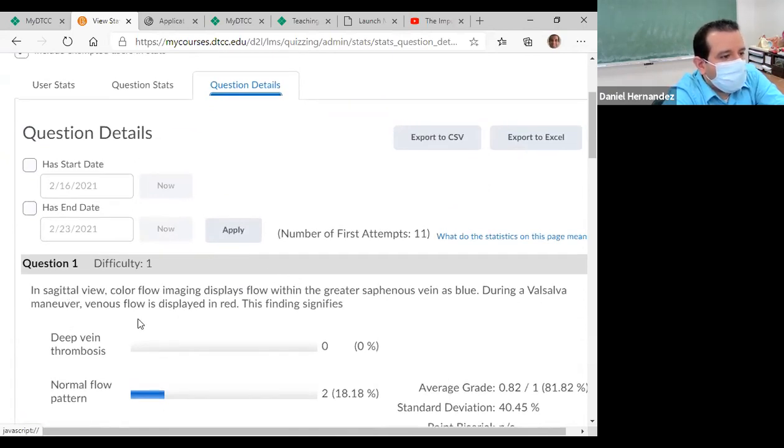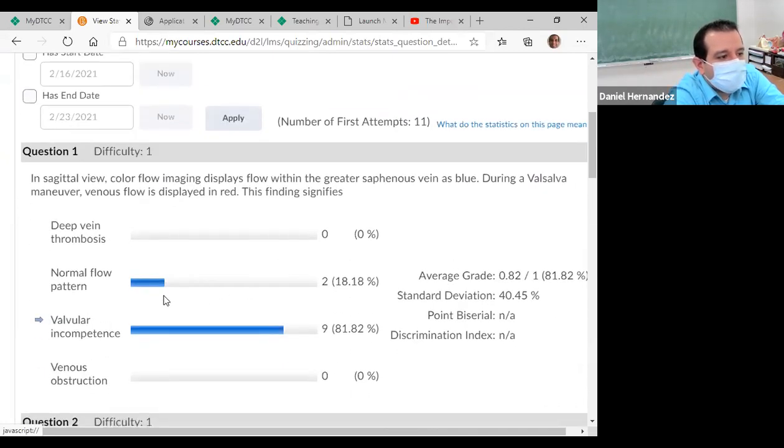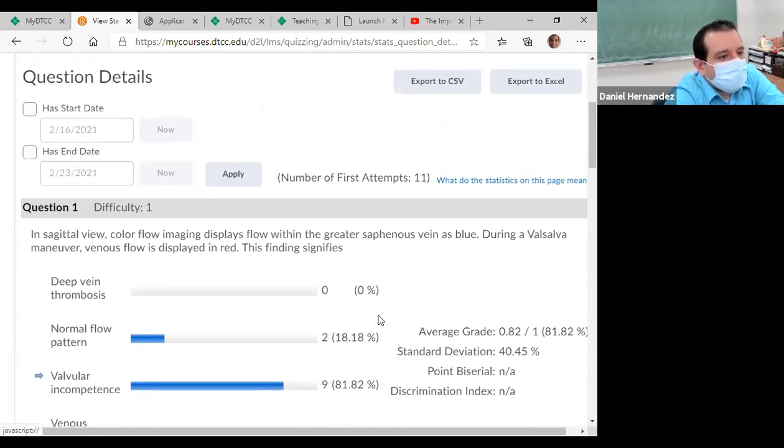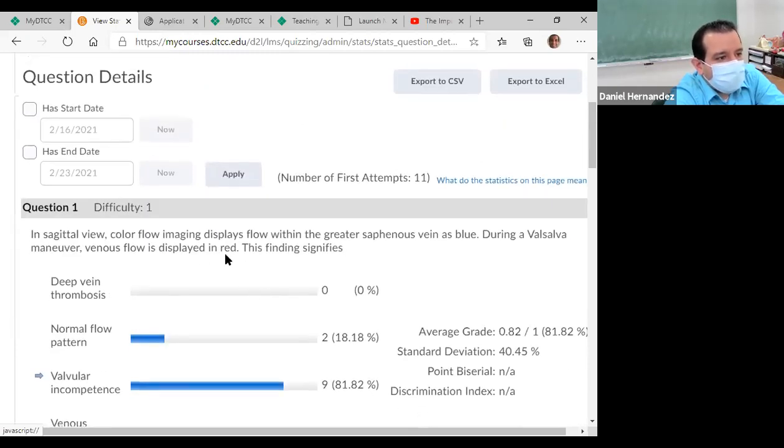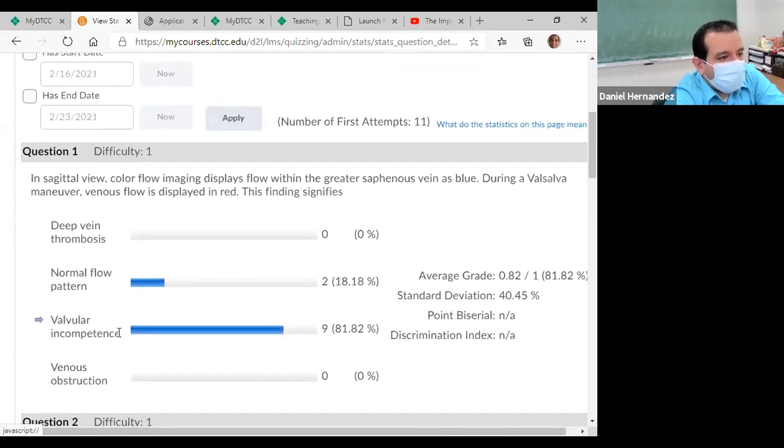So in sagittal view, color Doppler imaging shows flow within the greater saphenous vein as blue. During Valsalva maneuver, venous flow is displayed as red. So this signifies valvular incompetence or reflux. So we have normal flow direction as blue when we're imaging. We Valsalva, we see venous flow displayed as red. So that indicates a change in flow direction, so that signifies valvular incompetence.